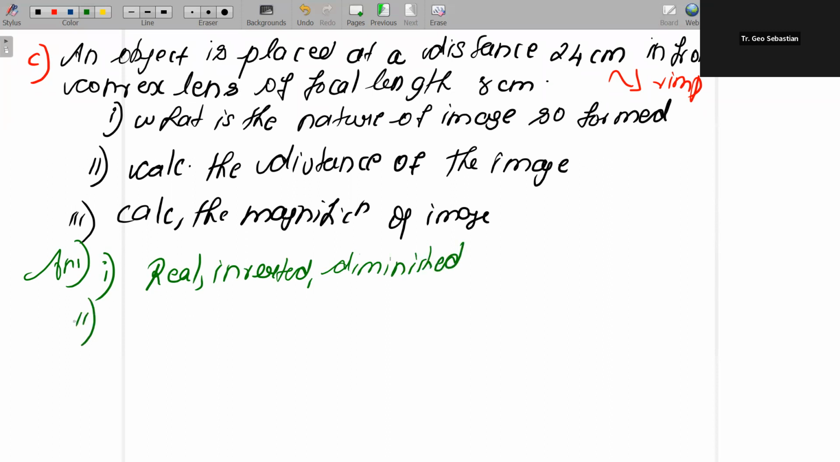What is the second one? Calculate the distance of the image. You know that equation, right? What is the equation? 1 by V minus 1 by U is equal to 1 by F. So here V is nothing but image distance. U is nothing but object distance, right? So I can write it as, therefore, 1 by V is equal to 1 by F plus 1 by U.